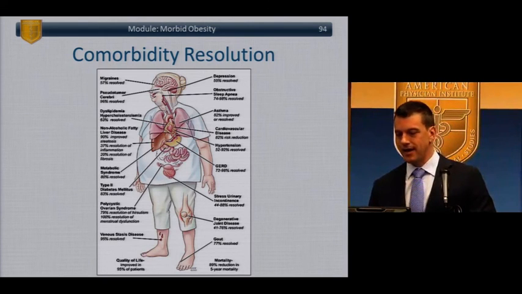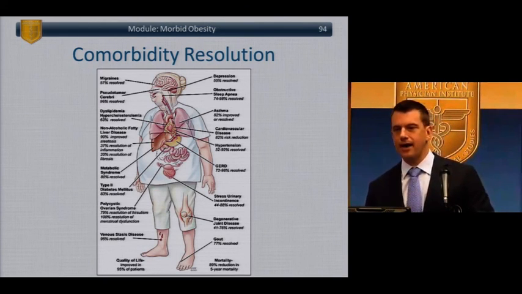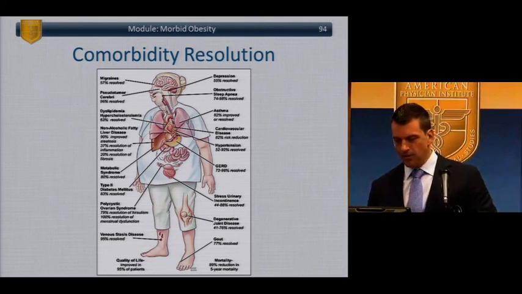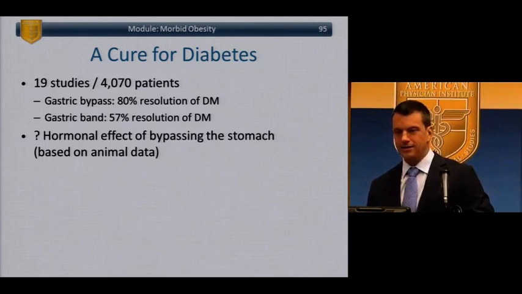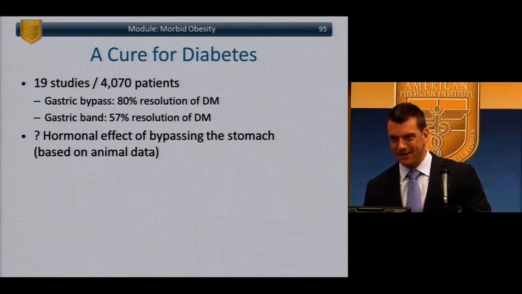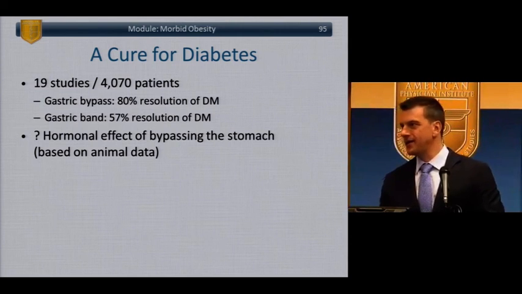Comorbidity resolution: just about everything gets better. The migraines go away, the blood pressure improves, the lipids improve, the joint pain, everything. So almost all those medical problems can resolve with the weight loss. It's also proving to be a cure for diabetes. Some of these patients will come in on insulin and go home without it.